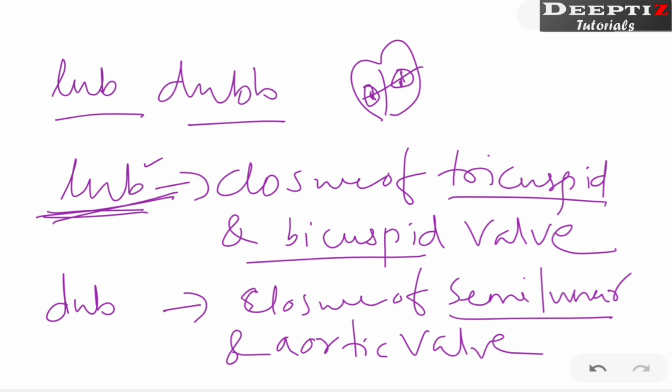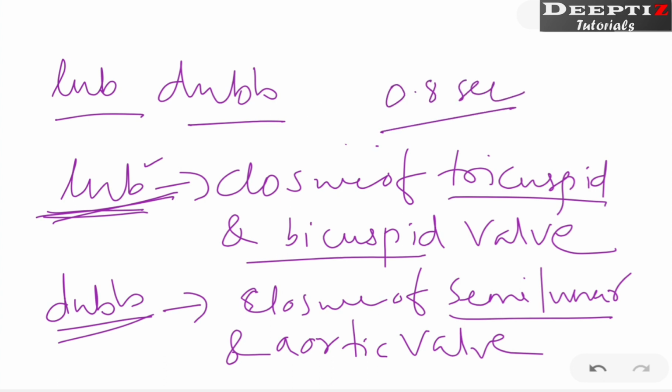And where is the dub? From here one blood vessel is going to the lungs, right? And from here one goes to the body. When these valves close, we listen to the second sound, that is dub. So the lub, dub sound is actually the heartbeat. How much time will it take? This entire event takes 0.8 second, which we have seen in our cardiac cycle, right?